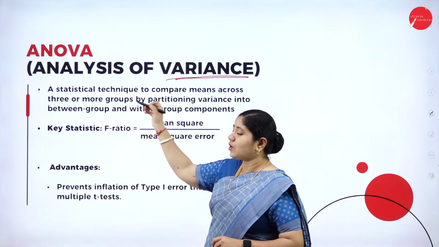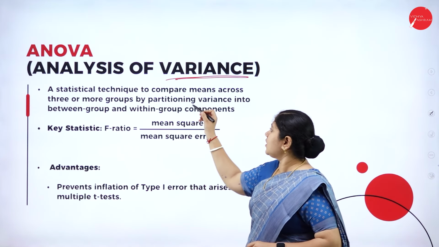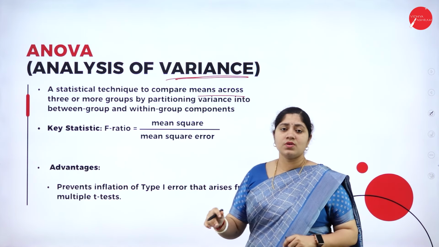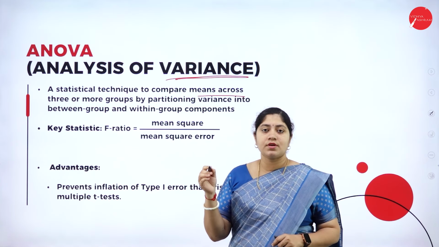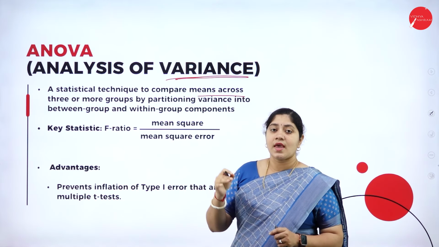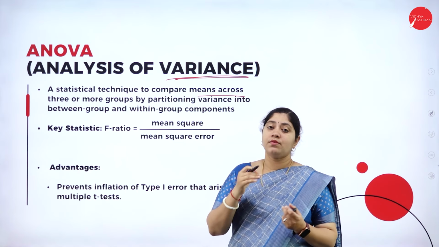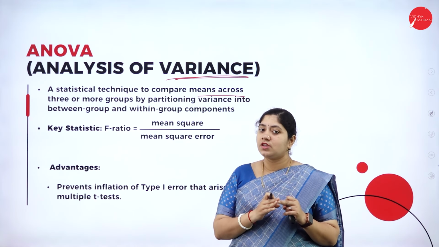All right, now let's see what ANOVA is with respect to statistical technique. It's a statistical technique to compare means across three or more groups of samples by partitioning the variance. So we have to partition or group the variance as between the groups and within the group. So what are those two? Between the group and within the group.